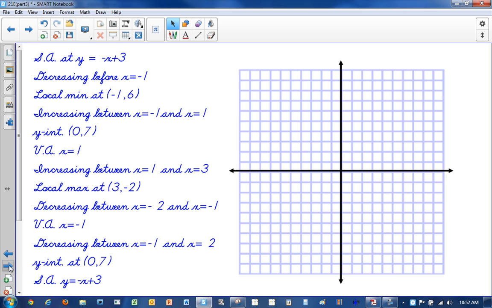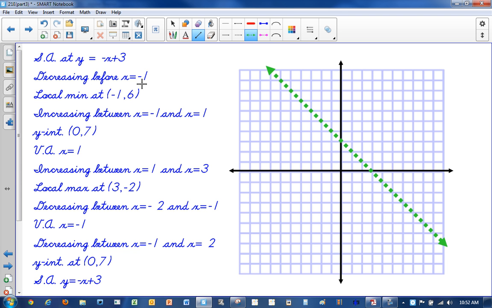Alright, so now let's sketch. I have a slant asymptote at y equals -x plus 3. What that means is it has a slope of -1, and it goes through y equals 3. So it's going to kind of go like this. Yeah, that looks pretty accurate. So there's my slant asymptote of y equals negative x plus 3.